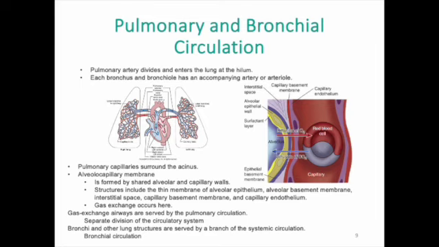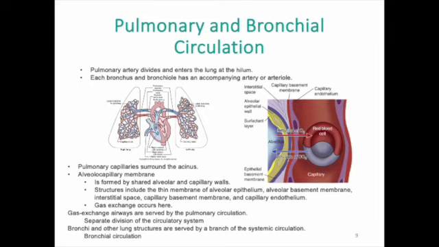Only the pulmonary artery and what's happening in that process is part of that gas exchange. Remember, through those very thin membranes. Bronchial circulation does not play a part in gas exchange.